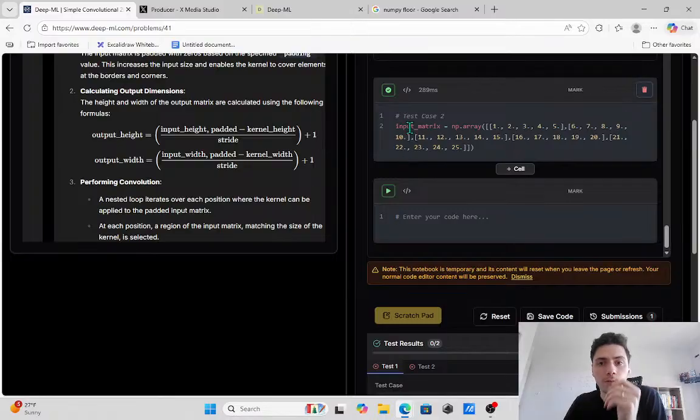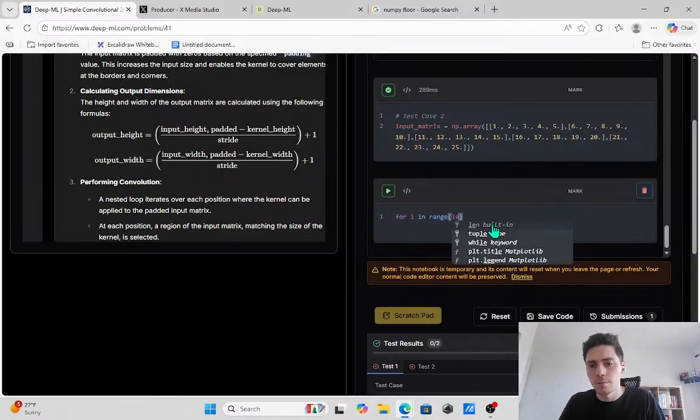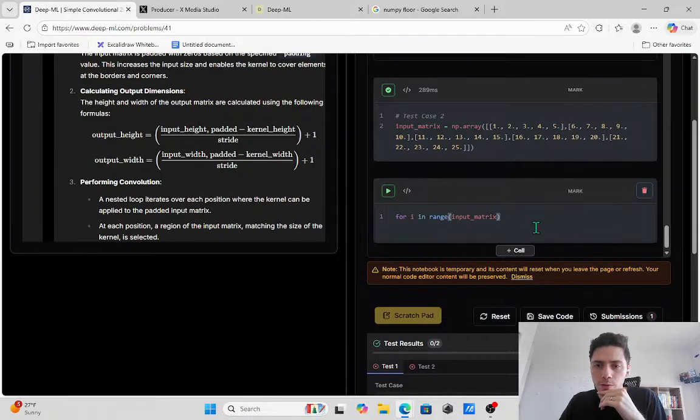Okay, whatever. Okay, for i in range, input matrix dot shape 0, by 2.